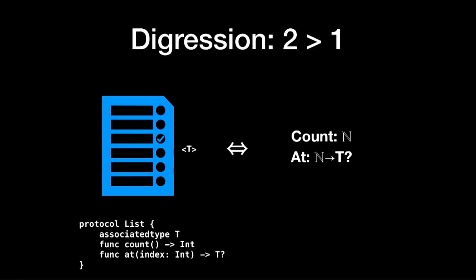So a list is like a set that has order, right? There are things in it, and they are in a particular sequence. So there are two operations. One is how many things are in this set, which has no arguments and returns a number, and the other is what is the thing at this position, which takes a number.